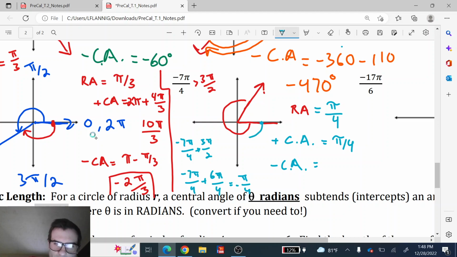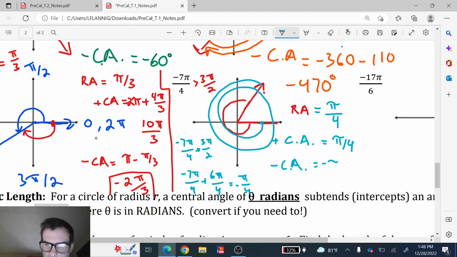This one is when you go a full time around and then hit that line again. So that's negative 2 pi and then minus the negative 7 pi over 4, which ends up being negative 15 pi over 4.